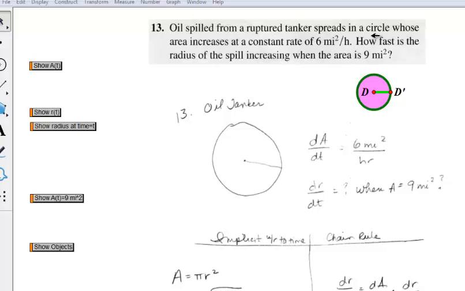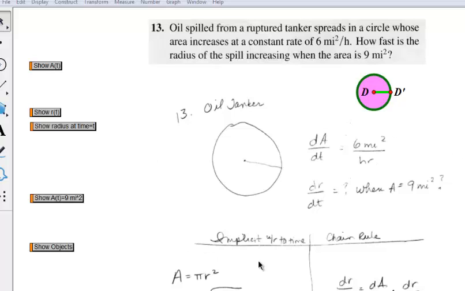Oil spilled from a ruptured tanker spreads in a circle whose area increases at a constant rate of 6 square miles per hour. How fast is the radius of the spill increasing when the area is 9 square miles? So first I'm going to give you the calculus that you would have to do, and then I want to give you a more conceptual explanation. So here is our oil tanker, and we have dA/dt is 6 square miles per hour.